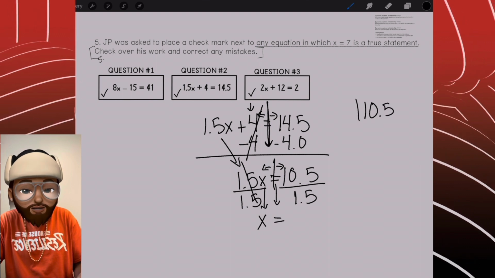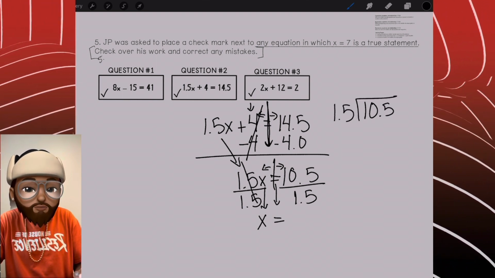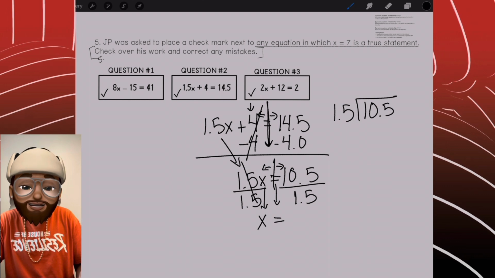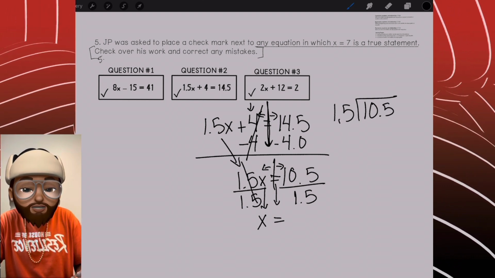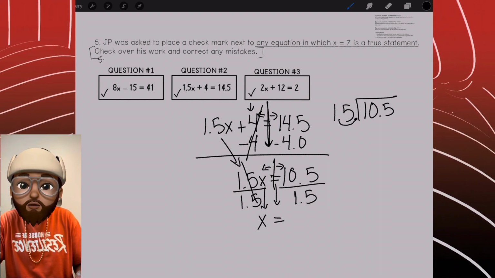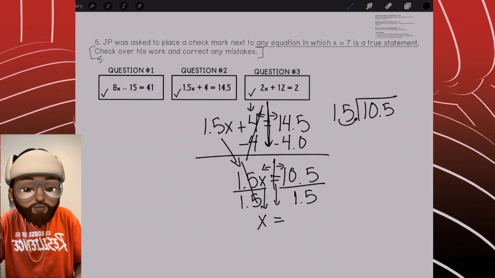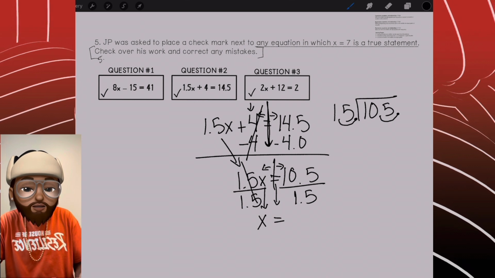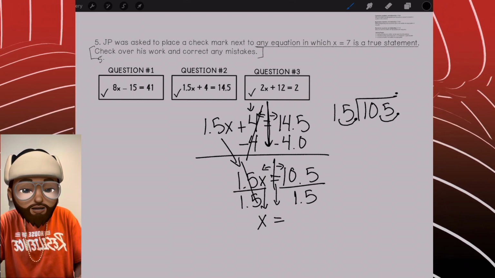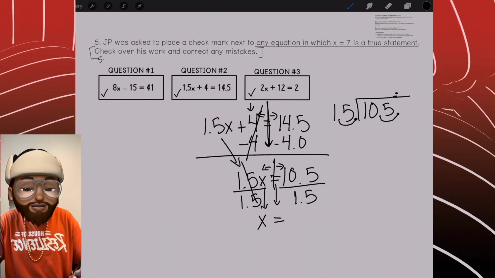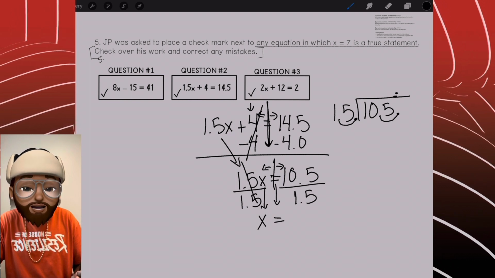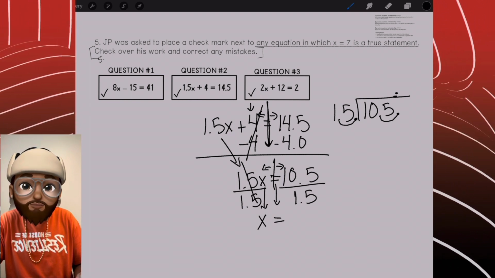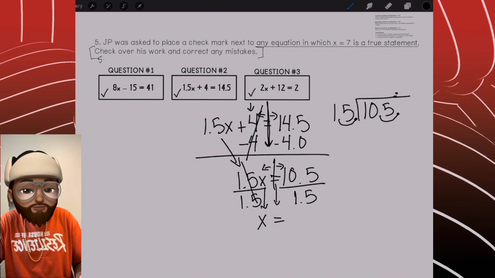10.5 divided by 1.5. Now, from our previous lessons, we know that we need to move the decimal over 1 time to turn this into an integer. And when we do that, we also need to move this over 1 time as well. And our decimal will go right up there. So 15 can't go into 10, but it can go into 105. Let's find out how many times.